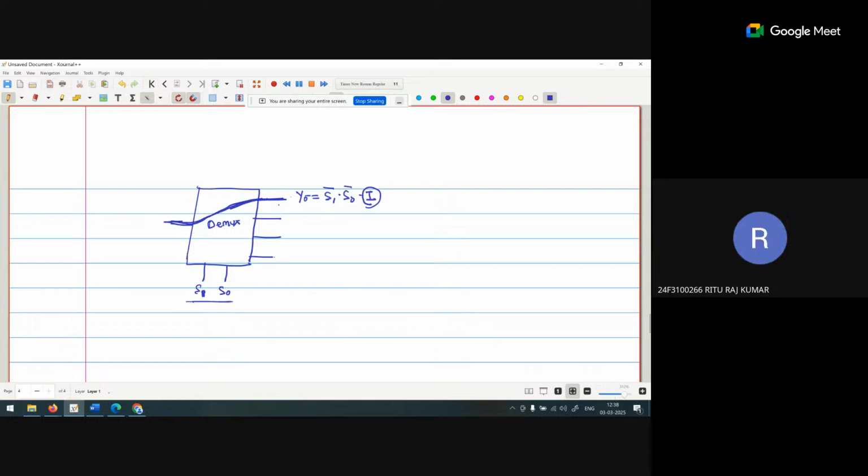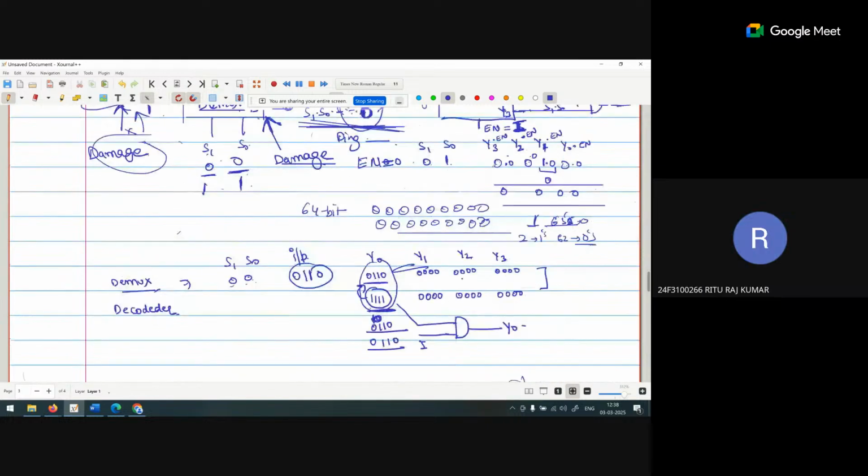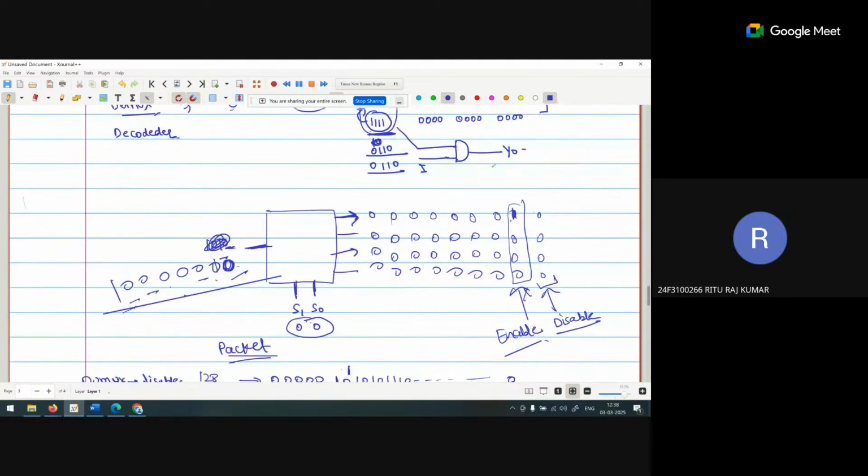Sir, in the previous example, you see that when you end with the I, it is S1 bar S naught bar I. Sir, where you gave the examples, a little bit down. What value are you choosing in the input? If you choose selection line 0 0, then only that pin gets enabled. The Y0 pin gets enabled on the basis of input.